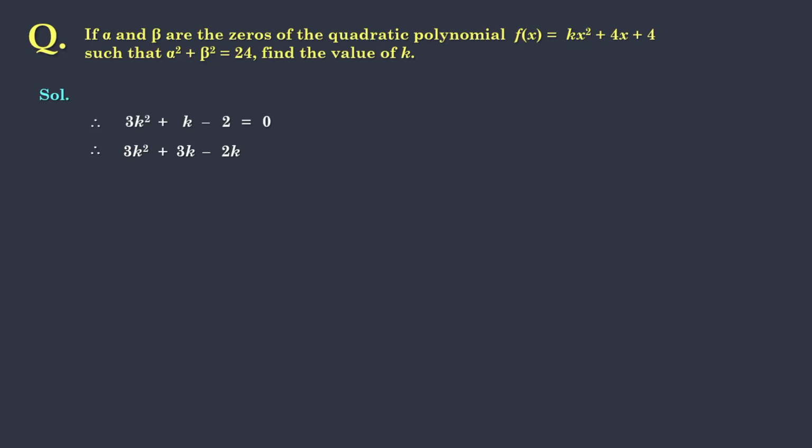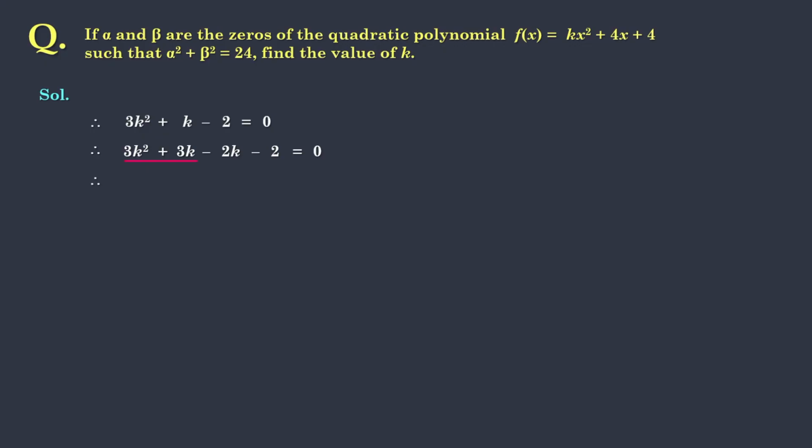3 multiplied by minus 2 gives minus 6. Now we look for two numbers whose product is minus 6 and whose sum is plus 1. The required numbers are 3 and minus 2, because 3 multiplied by minus 2 gives minus 6 and 3 plus minus 2 gives 1. Now we split the middle term using these two numbers. So the expression 3k square plus k minus 2 becomes 3k square plus 3k minus 2k minus 2.